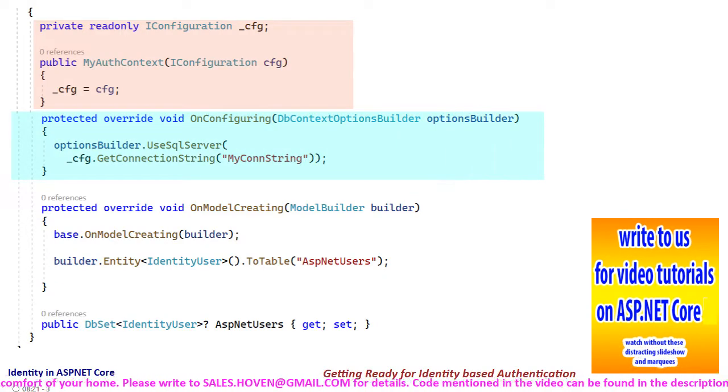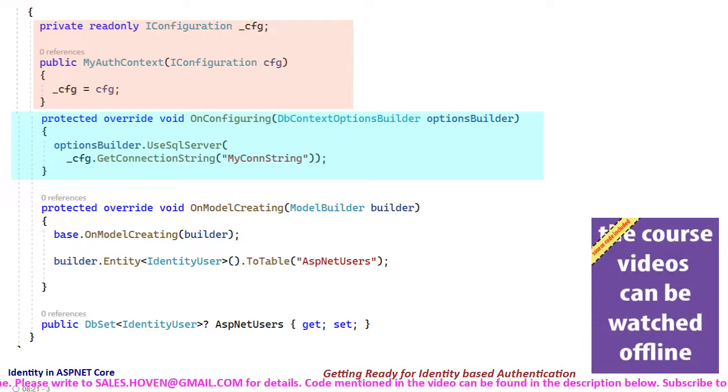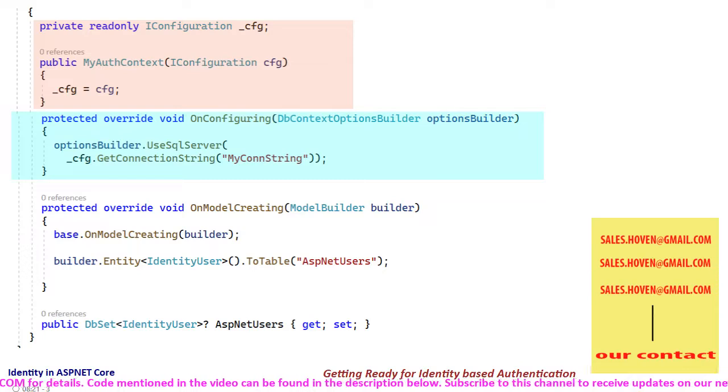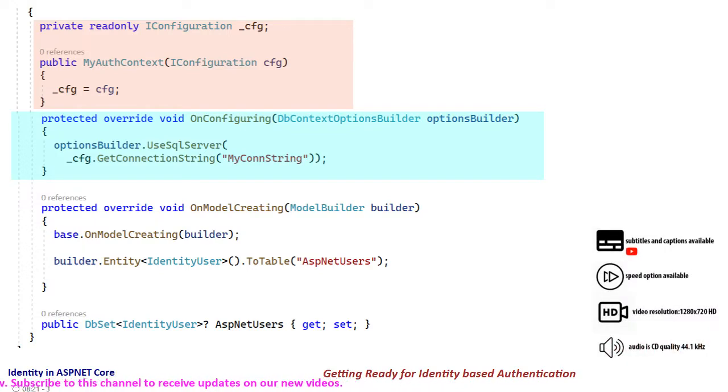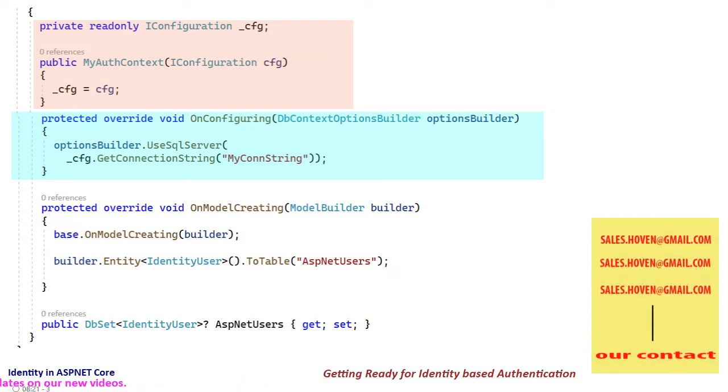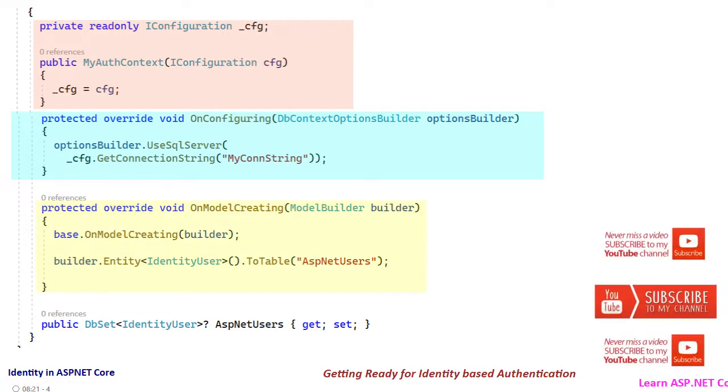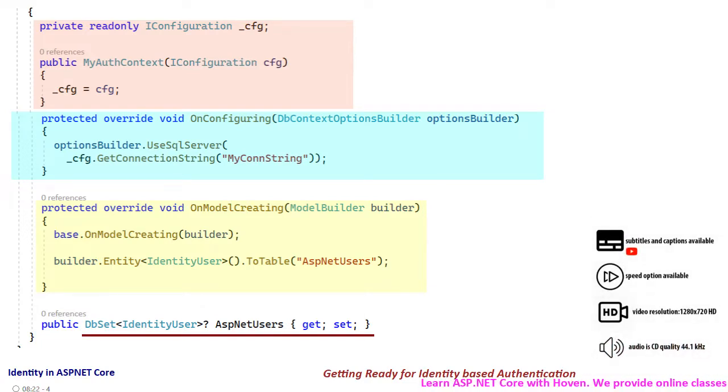The OnConfiguring method is used to set SQL Server as our database. We have used IConfiguration for reading the connection string from the appsettings JSON file. This string is stored in the appsettings development file during development. The same string can, however, be stored in environment variables when the application is run in a production scenario. A table of name AspNetUsers is specified in the OnModelCreating override. Lastly, a DbSet property has been added for accessing this table.